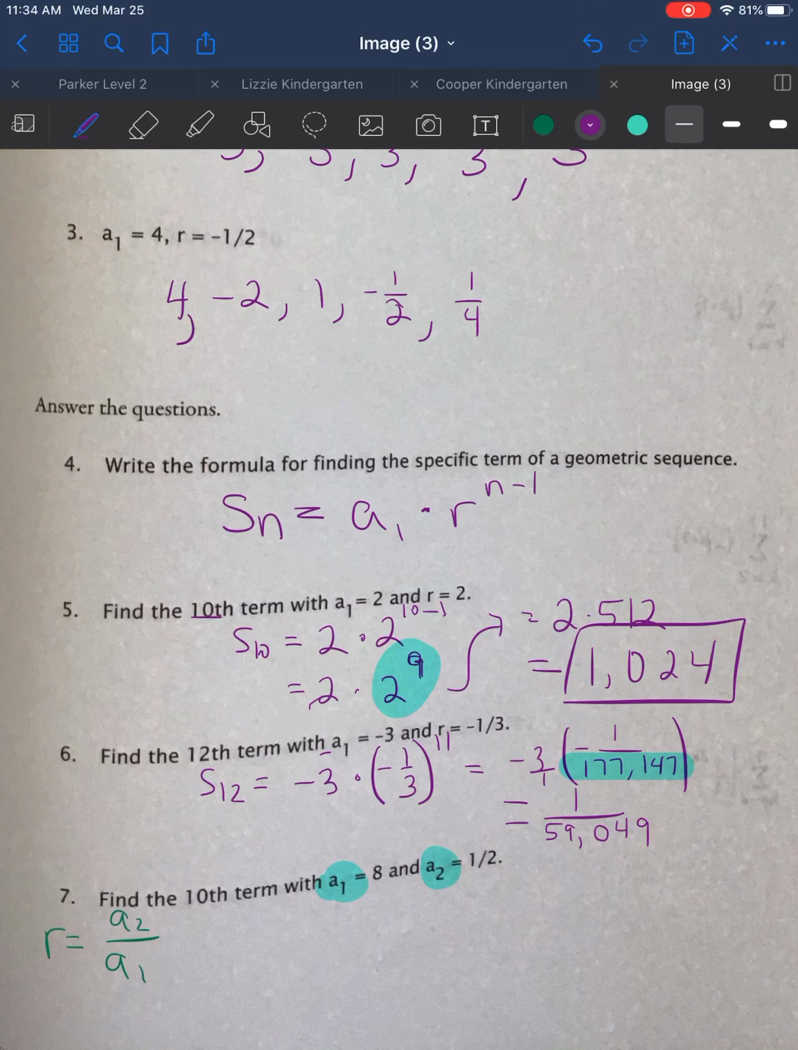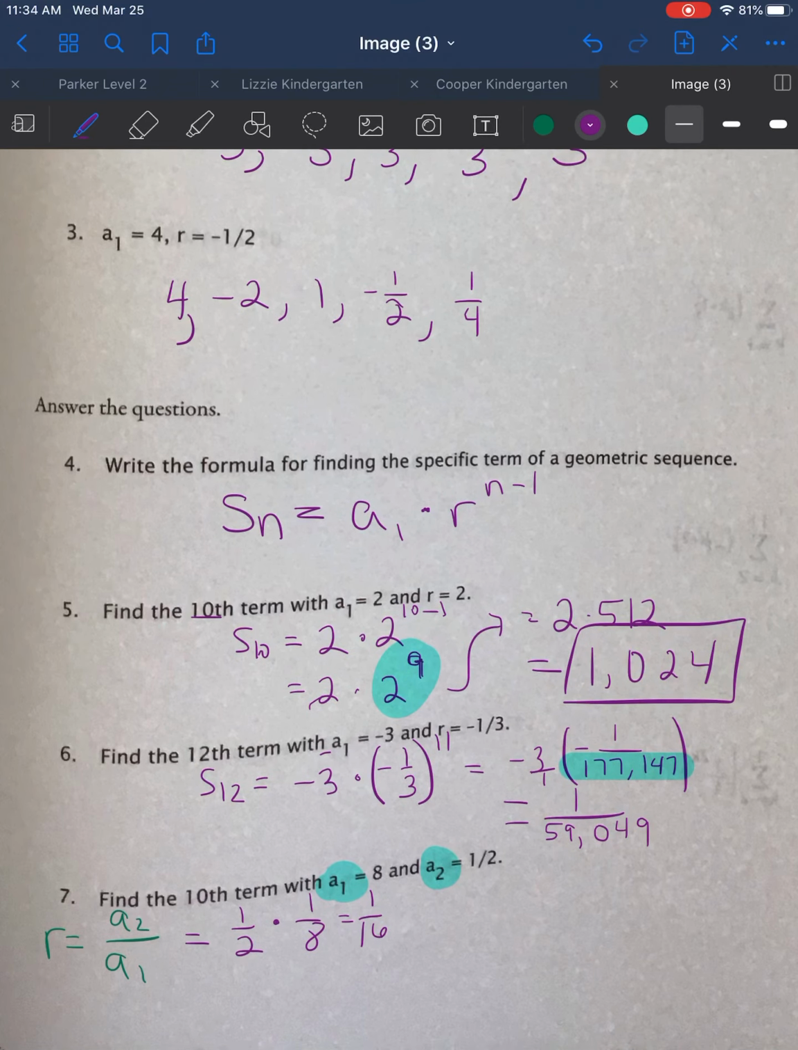Okay, so to find our R is going to be equal to a2, which is 1/2, divided by 8. If you remember good old fraction rules, dividing by 8 is the same thing as multiplying by the reciprocal. So we're going to multiply by 1/8. It's the same thing as dividing by 8. So we get 1/16 is our R value.